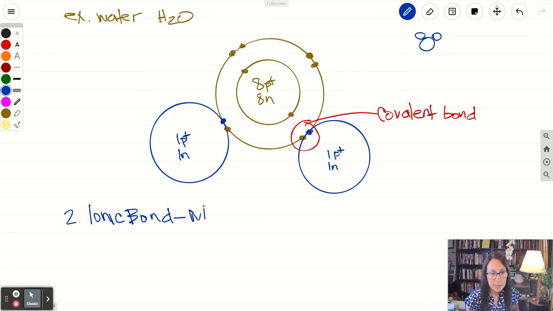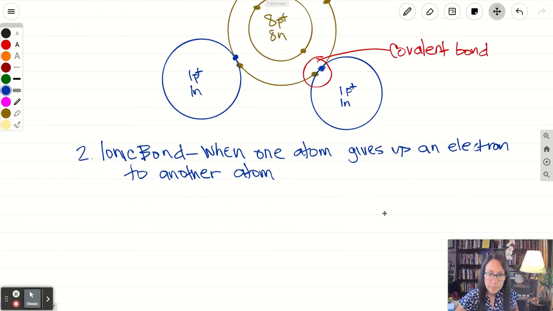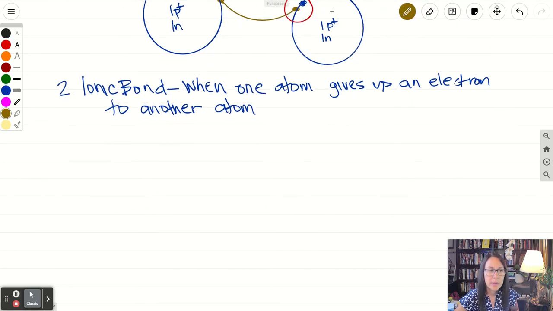So I'm going to say when one atom gives up an electron, it could be more than one, gives up an electron to another atom. Okay, let me show you through an example again. Okay, this example is going to be sodium chloride. So this example is called sodium. Sodium is Na, chloride is Cl.